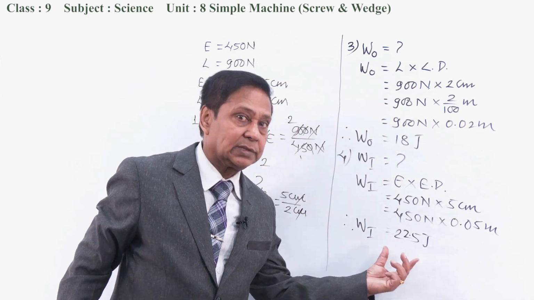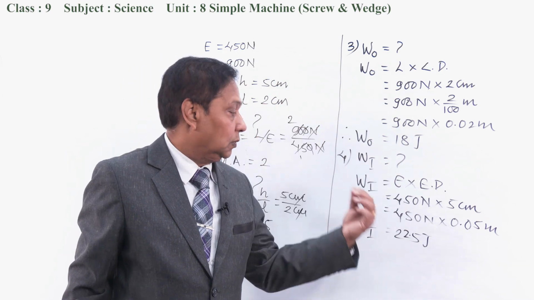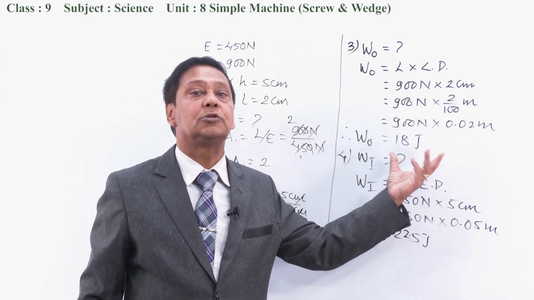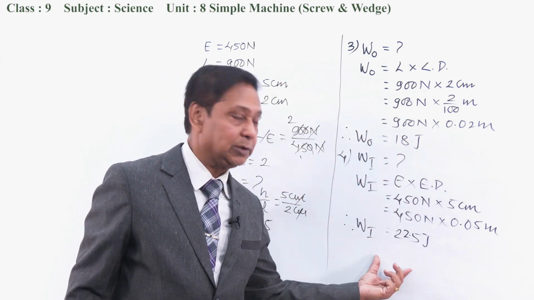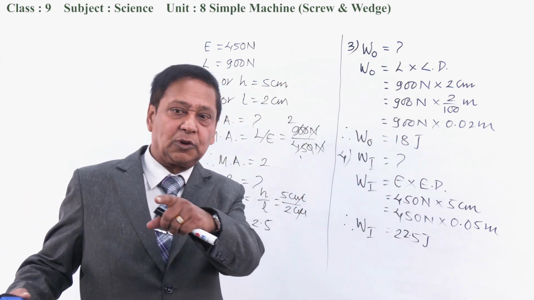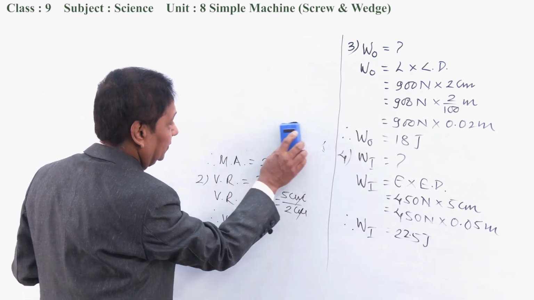Work input is always greater than work output, because a little amount of work done is wasted due to friction, and that's why output work is always less than input work. Now we have to calculate efficiency. Now I'm going to calculate efficiency here.